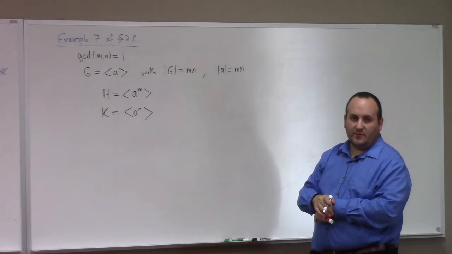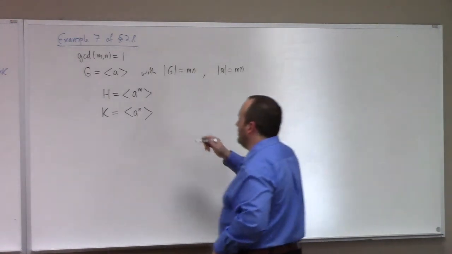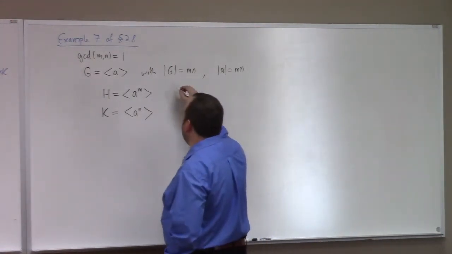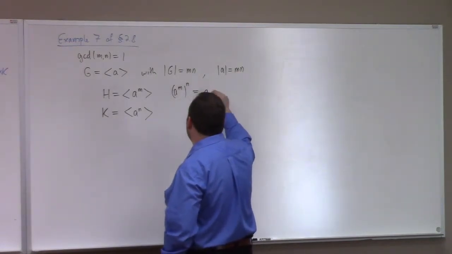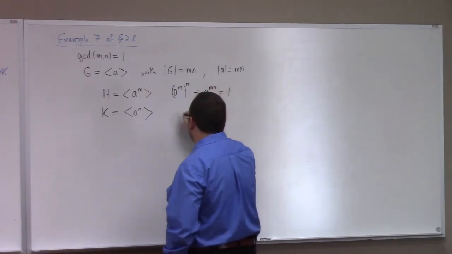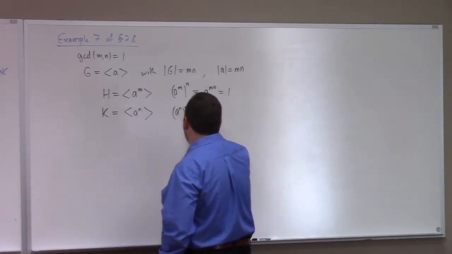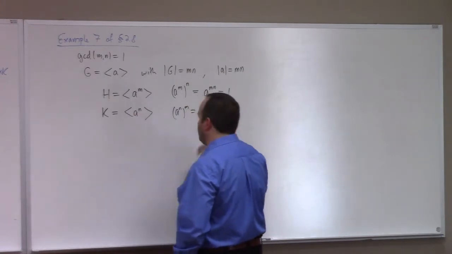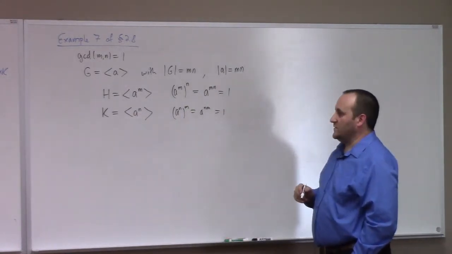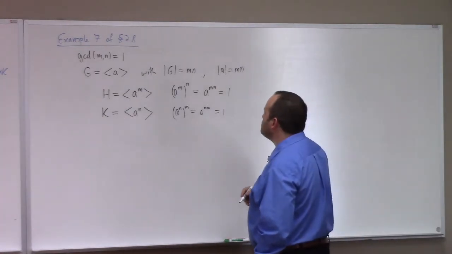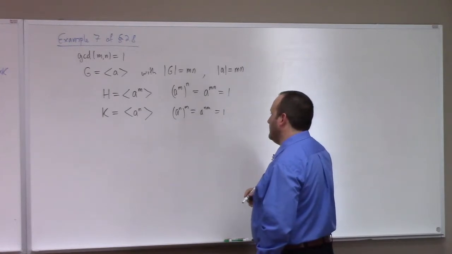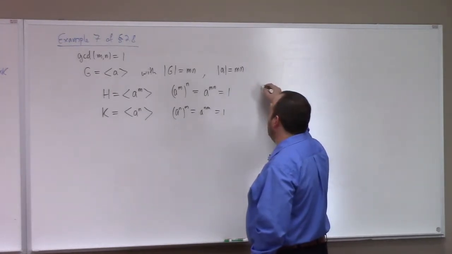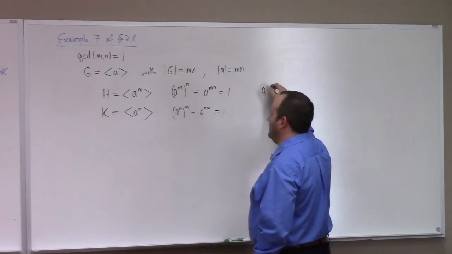Because these are relatively prime, you can argue that A to the M, to the N is equal to A to the MN, which is equal to 1, and down here, A to the N, to the M is A to the NM, which is 1, right? So it must be what? So the order of A to the M must divide what?